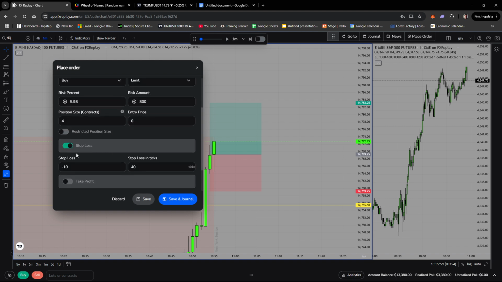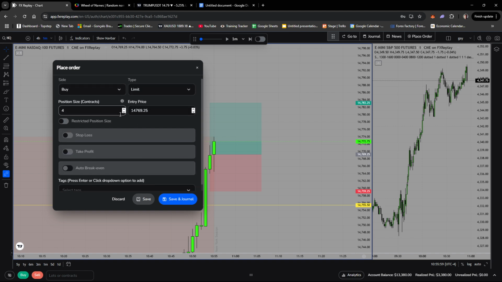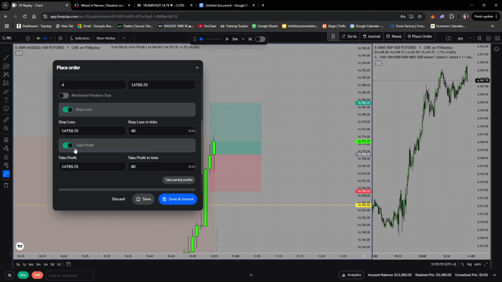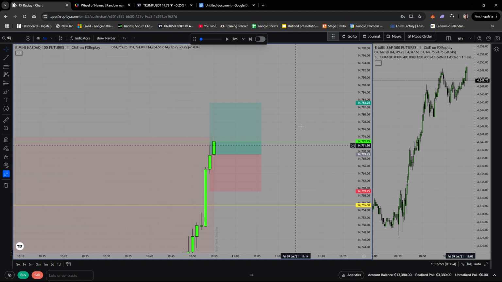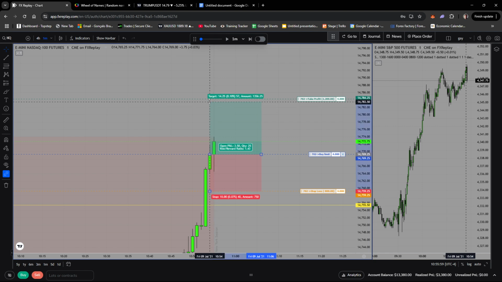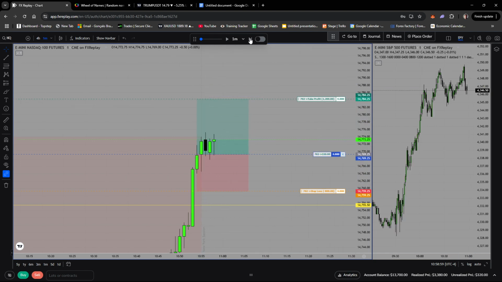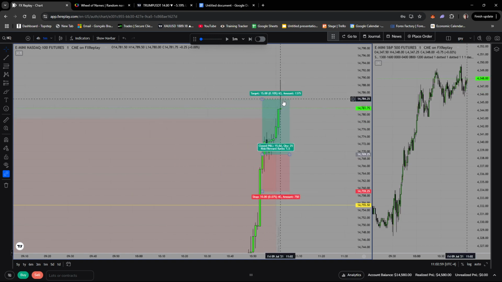Stop loss. No, that's what messes it up. Place this first. Entry price first, stop loss second, take profit. We're going for a 1.15. No partials, but we make it risk free at 0.9. Okay, it's free. There you go.